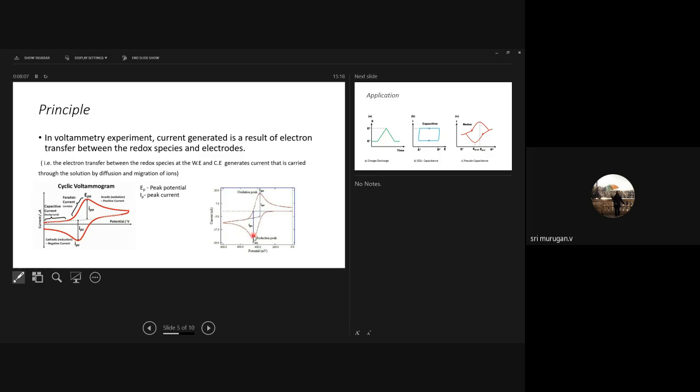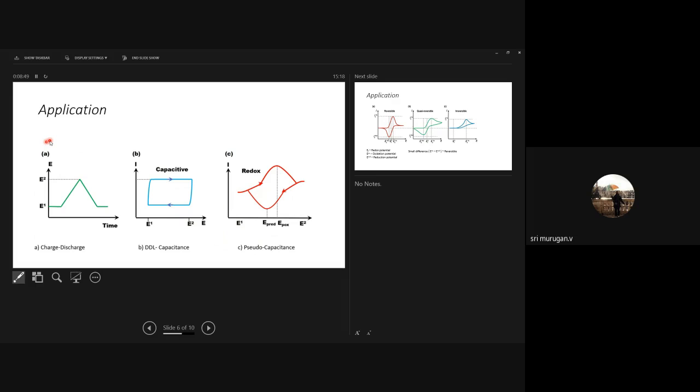And this vertical one we can measure as a current, how much current is involved actually. So this electron transfer between the working and counter electrode generates that current. That is in the solution. It will be in the form of diffusion or migration of the ions. So the solution contains some kind of ions, and from that, this electron movement transfer is happening. This transfer of electrons we call a current.